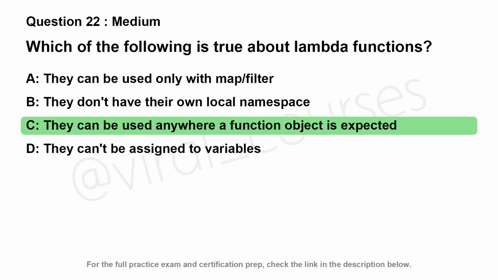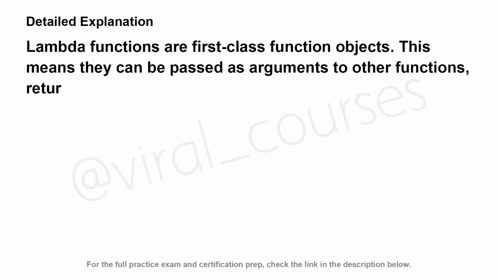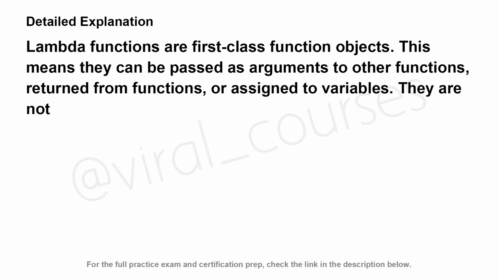The correct answer is C. Lambda functions are first-class function objects. This means they can be passed as arguments to other functions, returned from functions, or assigned to variables. They are not restricted to map, filter, or reduce.